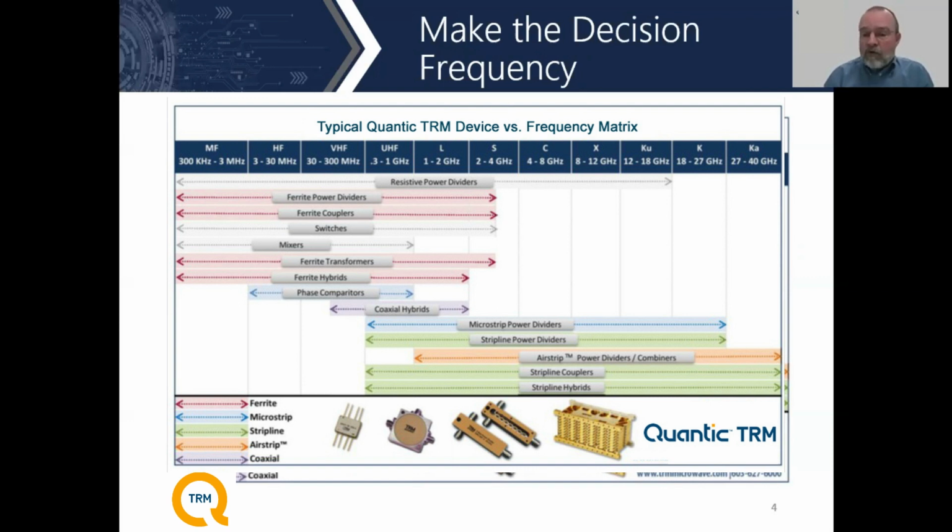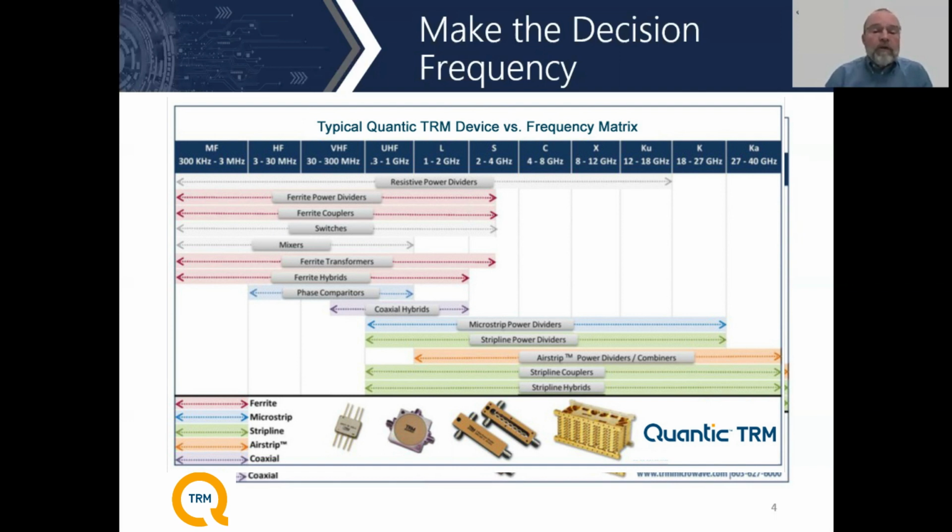Conversely, if we're working up in Ka band, the parasitics coming off of a wire-wound transformer will make the circuit virtually inoperable. So therefore, you have to go to a distributed sort of network. The graphic on the screen here shows TRM's technology matrix, and you can see the various lines on there showing the split over where these technologies are typically operating.